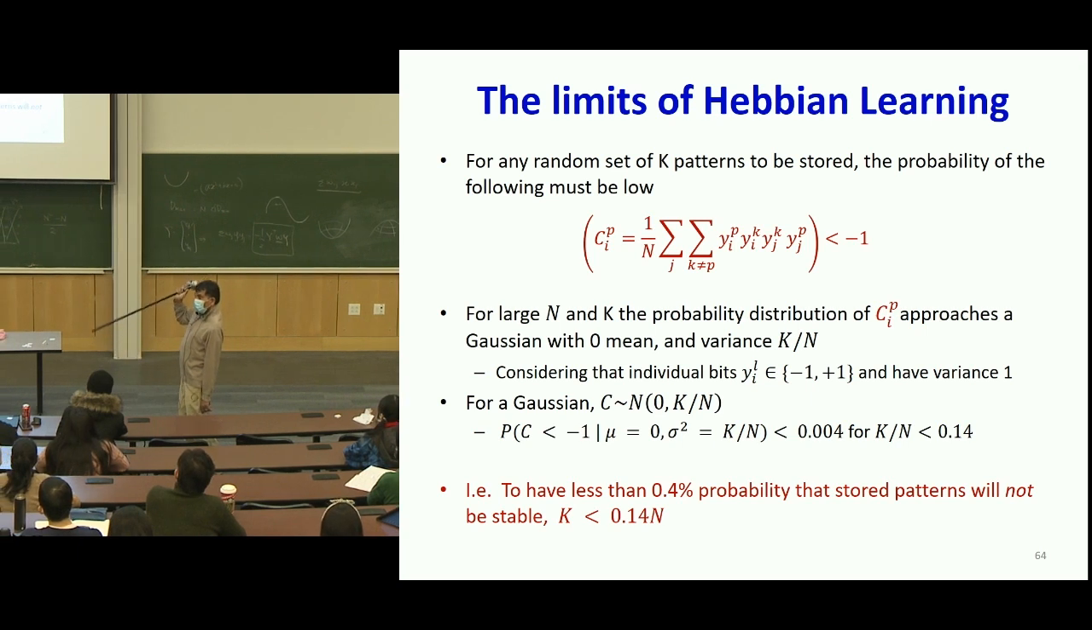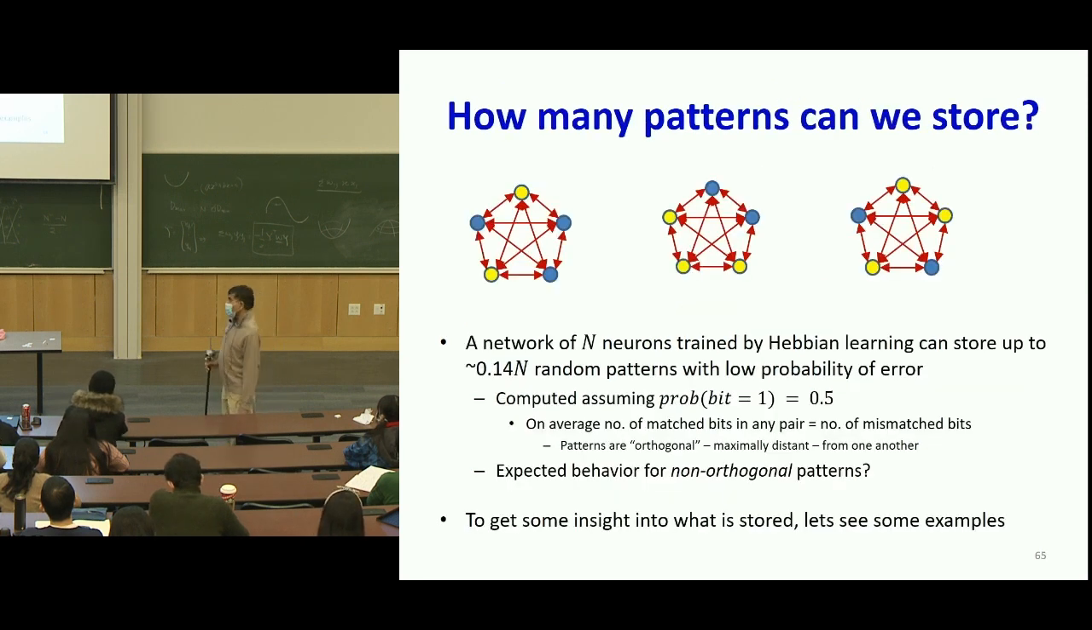And this also only works if the patterns that you're trying to choose are random. Clearly, we don't work with random patterns. The patterns that we're trying to store have some structure to them, right? So how does it actually behave?